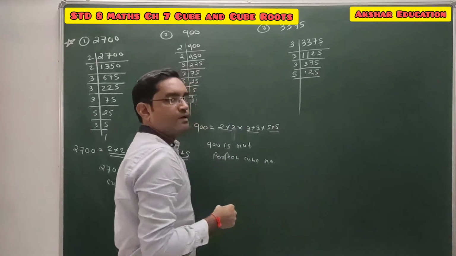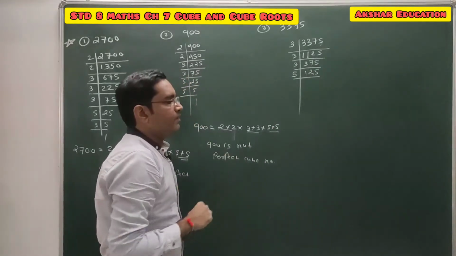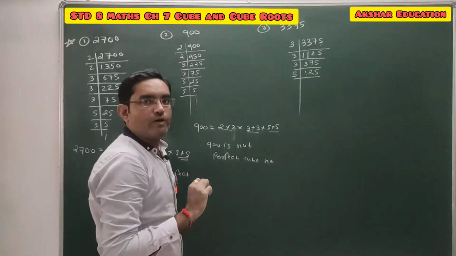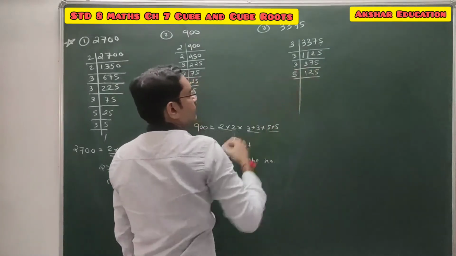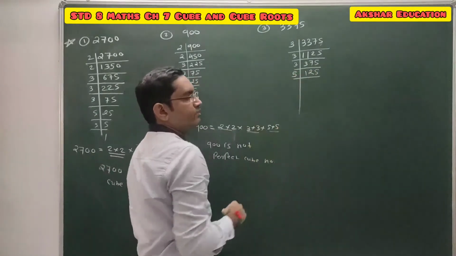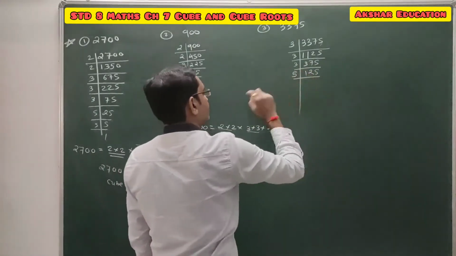What is the divisibility test of 5? The unit place digit of the given number must be 0 or 5. So 5 is there. So this given number is divisible by 5. So we will divide this number by 5.